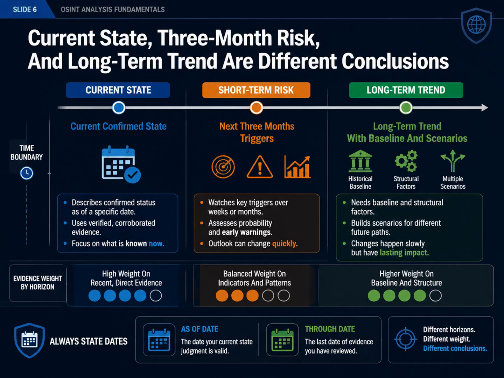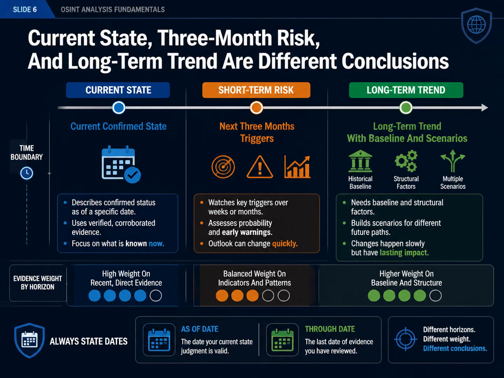"The company is risky" has almost no time information. Does it describe the status today, risk over the next 3 months, or a structural trend over 3 years? Current state judgments rely on confirmed facts. Short-term judgments focus on triggers and recent changes. Long-term judgments require historical baseline, structural factors, and scenarios. The same hiring decline can carry more weight in a 3-month alert than in a 3-year industry assessment. State both the as-of date and the forecast horizon.